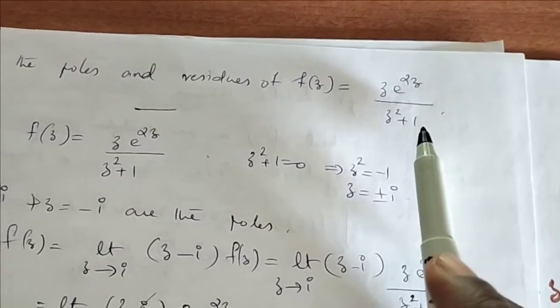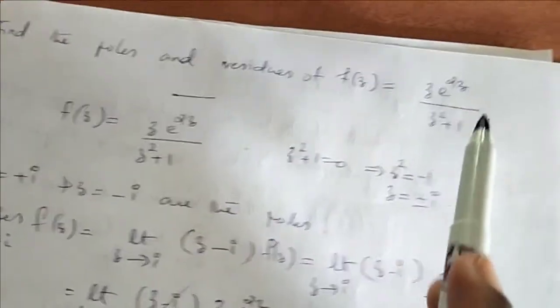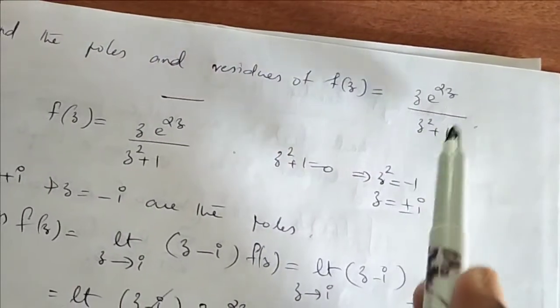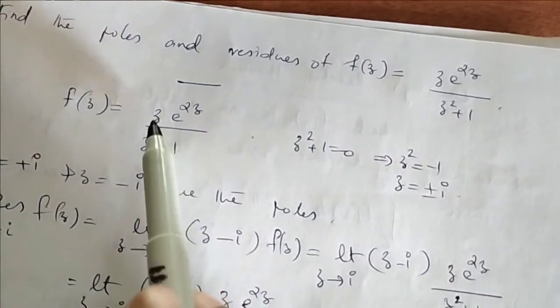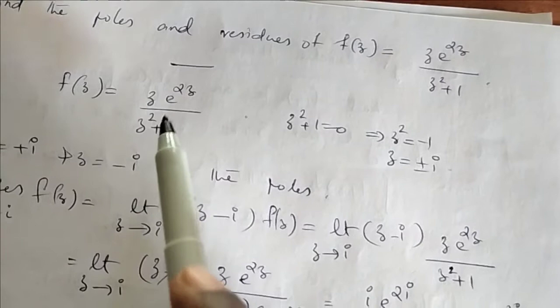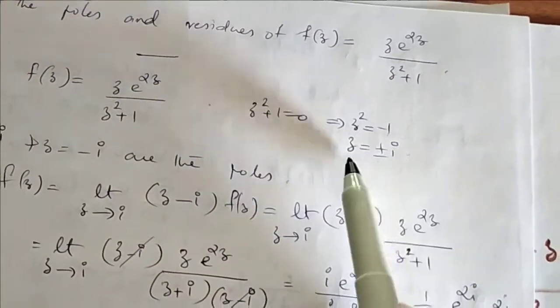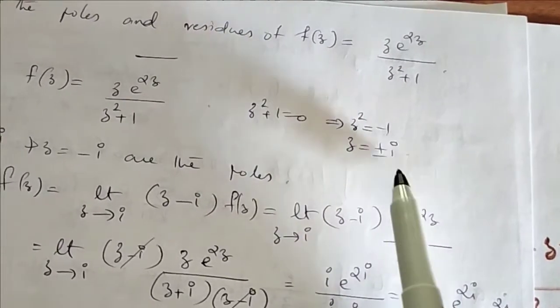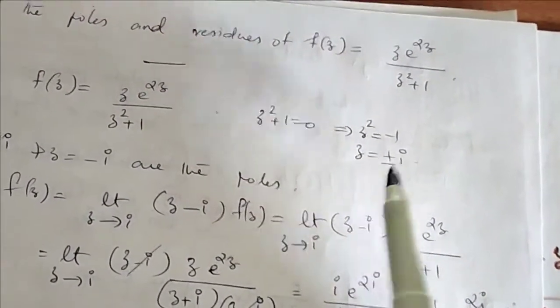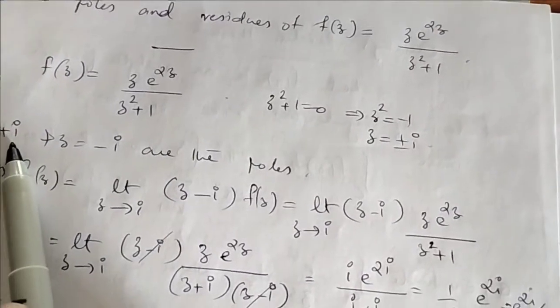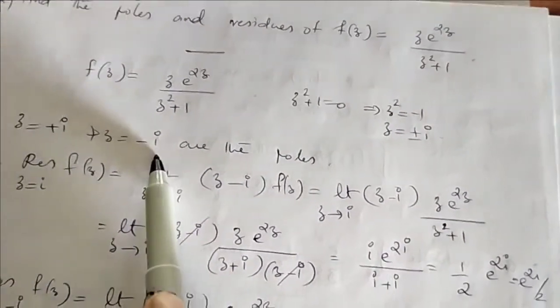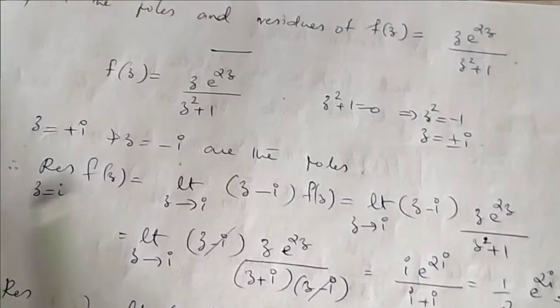Next one, find the poles and residues of f of z equals z e raised to 2z by z square plus 1. Here we have to apply the formula. We put the denominator z square plus 1 as 0. So z square is minus 1, or z is plus or minus i. So there are two poles or two singular points, z equals i and z equals minus i.